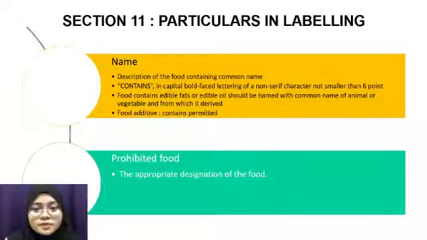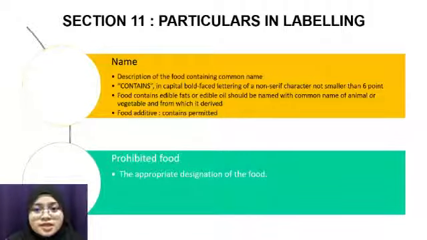Third, for the purpose of paragraph E and G of subregulation 1, where the ingredients of the food or the food additive added to such food are derived from an animal, the common name of such animal should also be stated on the label of that food.